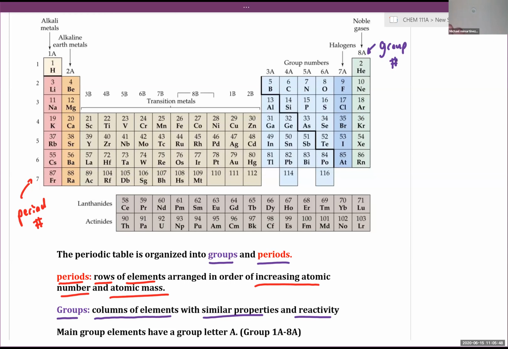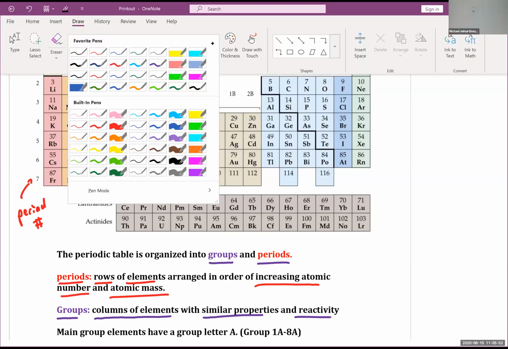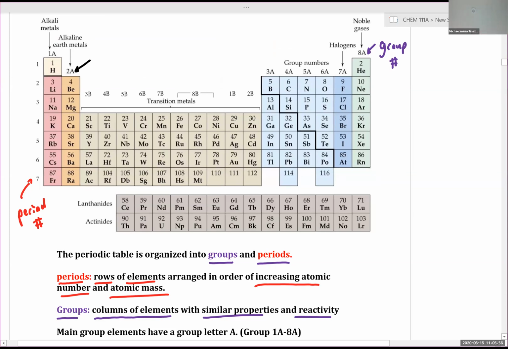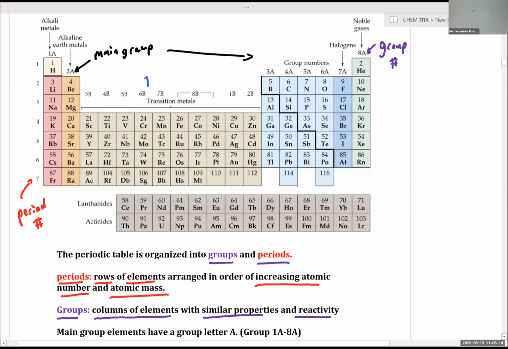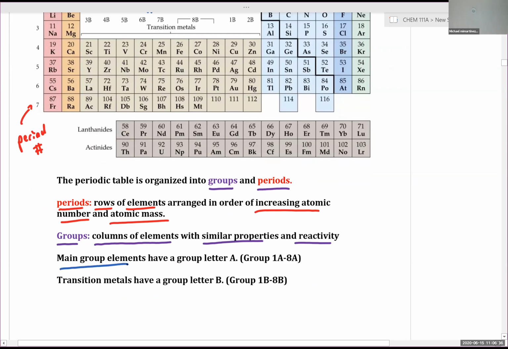So you may notice already that there are two different letters at play, A and B. So this A symbol indicates that we're dealing with a main group element. These are found on the left and the right hand side of the periodic table, while this middle group of elements with the B symbol or B group letter are our transition metals. And transition metals have to be handled differently than your main group elements, as transition metals can adopt variable charge and they really have quite interesting properties. So just as a reminder, main group elements have a group letter A. Transition metals have a group letter B.